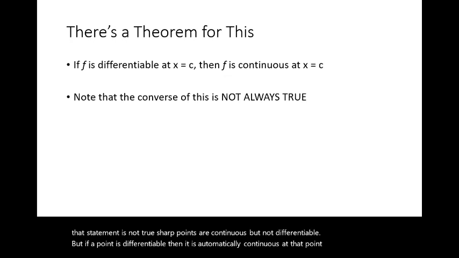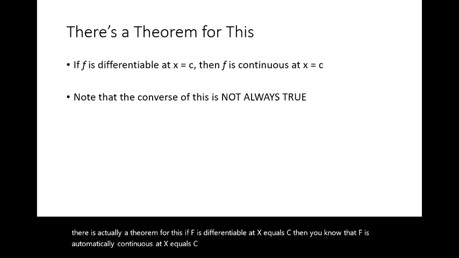There is actually a theorem for this. If f is differentiable at x equals c, then you know that f is automatically continuous at x equals c. Please note that the converse, or the opposite, is not always true. Just because it's continuous does not mean it's differentiable. Think of sharp points.